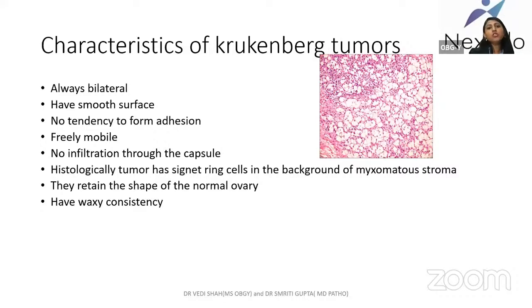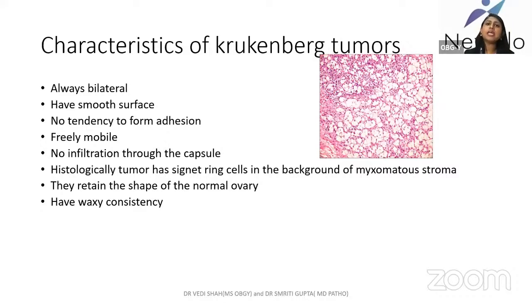Histopathologically, these tumors are going to show signet ring cells, as you can see in this picture, with a background of myxomatous stroma, and they retain the shape of the normal ovary. Also, on examination of such a condition, you can note the tumors are going to be waxy in consistency.